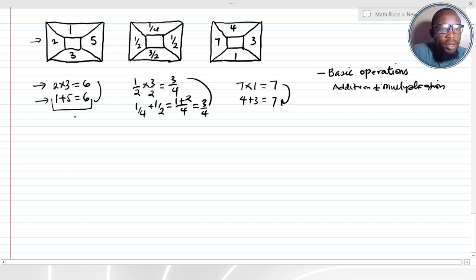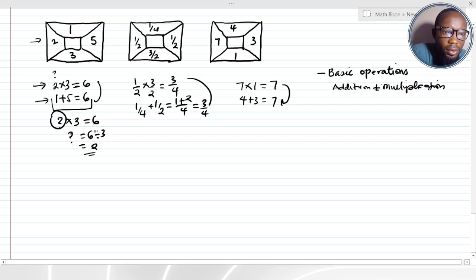The next thing you are going to think is, okay, reverse engineering. It means that whatever is here multiplied by 3 should also give me 6. So I can create a kind of open sentence: blank times 3 should give me 6. By reverse engineering, if you do times 3 to get 6, you should be dividing by 3 to get that number. So this number is going to be 6 divided by 3, and we're going to have 2.